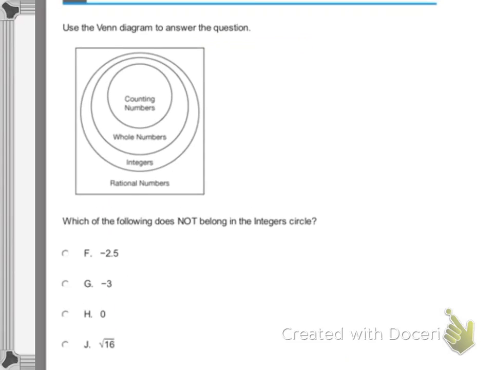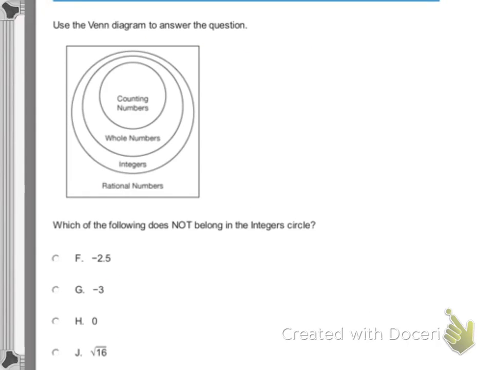Number 4. Use the Venn diagram to answer the question, which of the following does not belong in the integer circle? Okay. So remember, if it's a counting number, if it's a whole number, it's also an integer because we go from the inside out. All right, so let's look at -2.5. -2.5 is a rational number. It is not an integer because you cannot have fractions or decimals in the integers. All right, so the answer here is F.